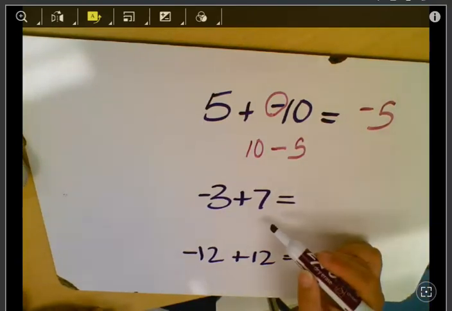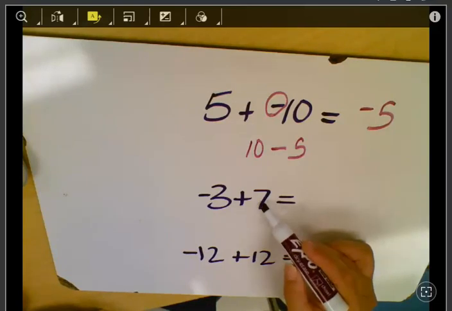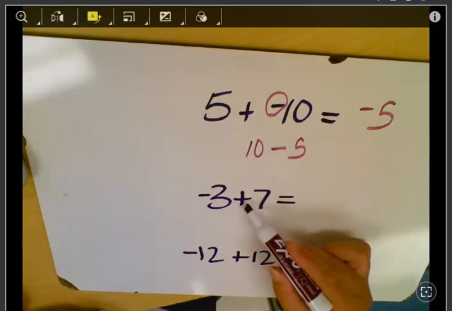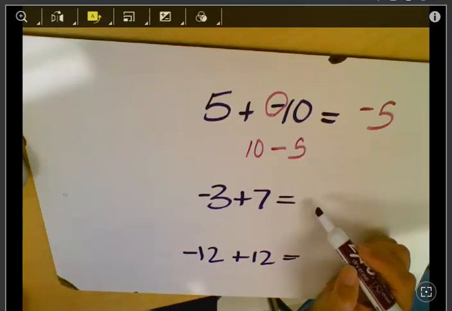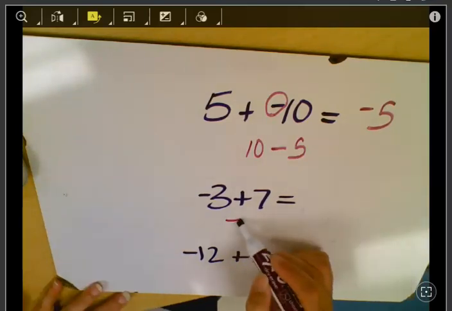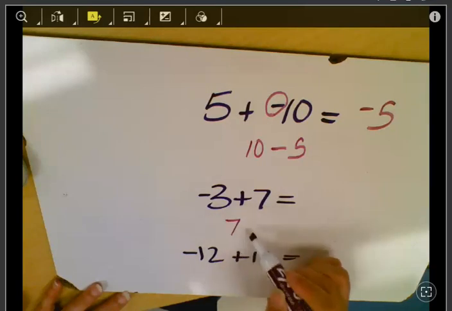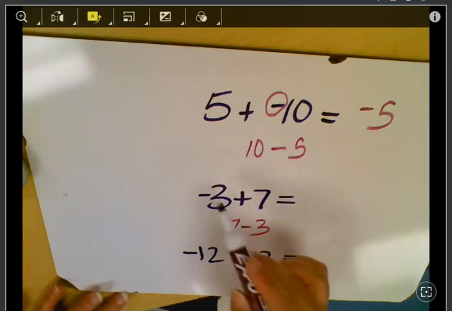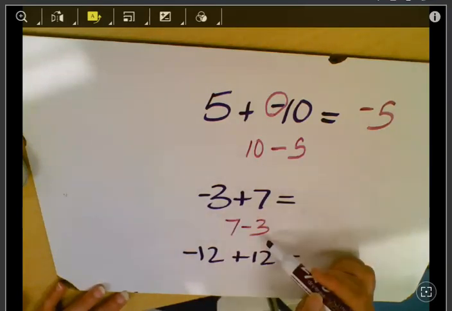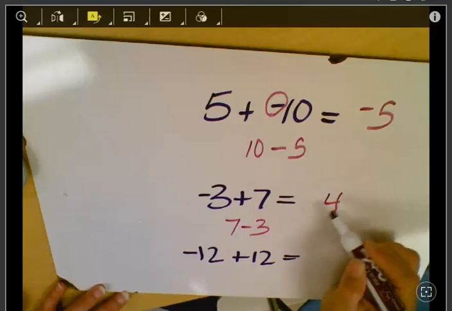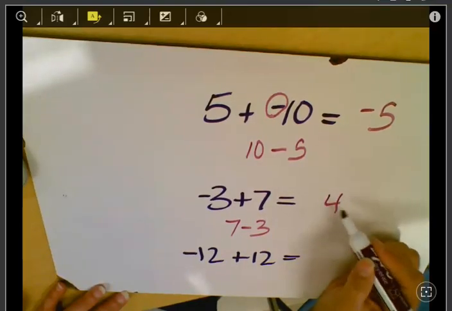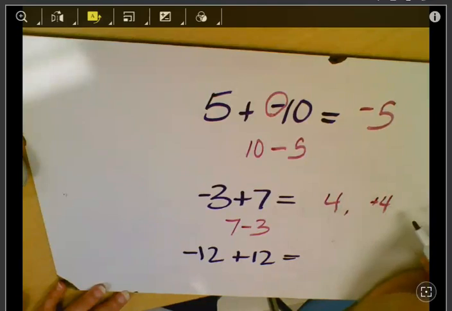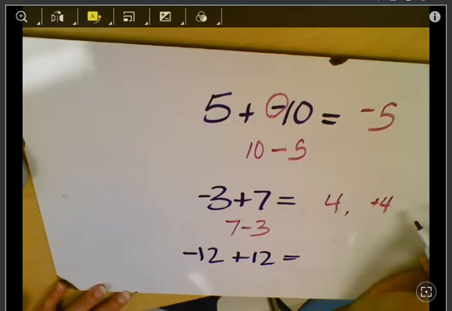So look at the next one. Which one's our bigger number? 7. 7 happens to be positive. So my answer will be positive, so I don't need to put a negative sign out there. So then I'm going to take the bigger number, 7, biggest absolute value, minus 3, because negative 3 absolute value is 3. That's 4. And because 7's positive, 4 stays positive. You can either write 4 or positive 4. Either would be a correct answer.